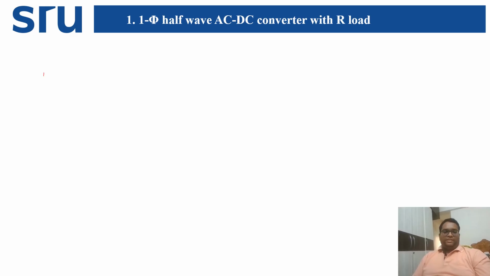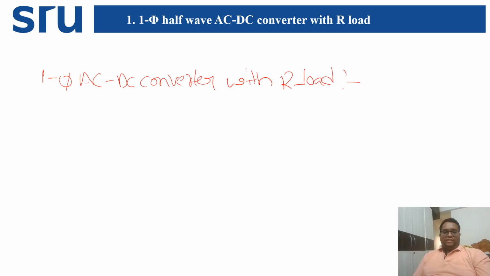Now in this lecture we will see single phase AC to DC converter with R load. Here single phase means we are using only one phase. Here is the AC to DC conversion with R load. This is single phase half wave AC to DC converter with R load.